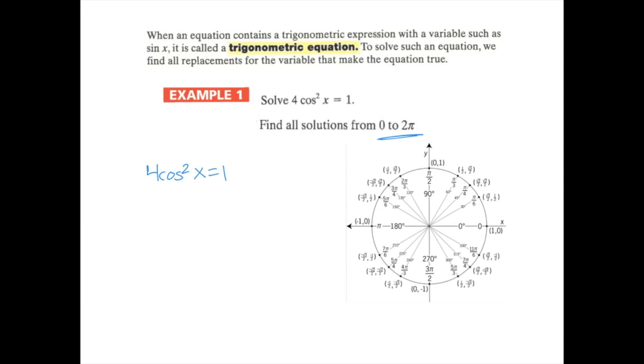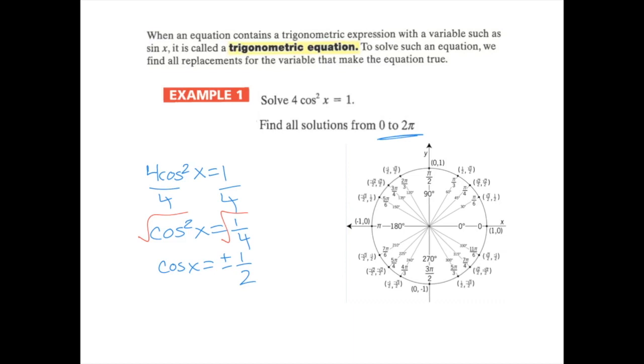Now, when working with trigonometric equations, we're going to use some of the same strategies we might use with other types of equations. So here we're going to work towards isolating our cosine x. So first we'll divide by 4, which leaves us with cosine squared x equals 1/4. And we know when we have a squared term, it makes sense to square root it. So we're going to square root both sides of this equation, which will give us cosine x equals positive or negative 1/2.